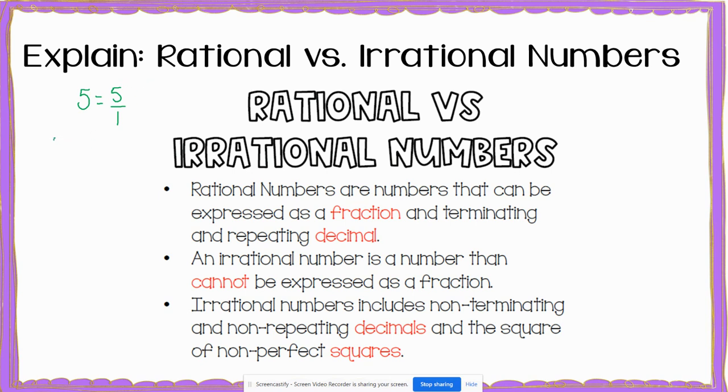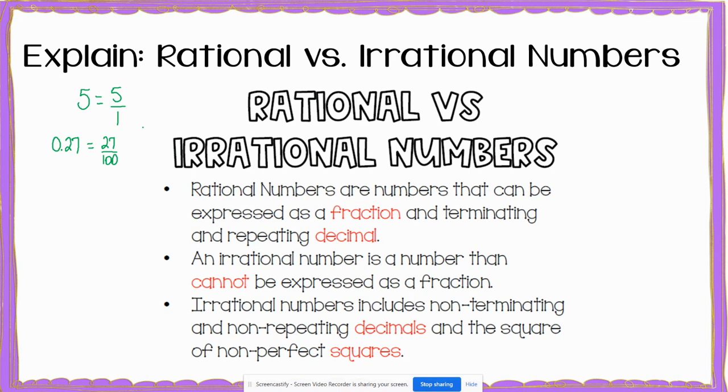Terminating decimals, for example 0.27, can be written as fractions because this really says 27 hundredths. Well, I can write that as a fraction as 27 over 100. Because of that, terminating decimals, which are decimals that end, are considered rational numbers.